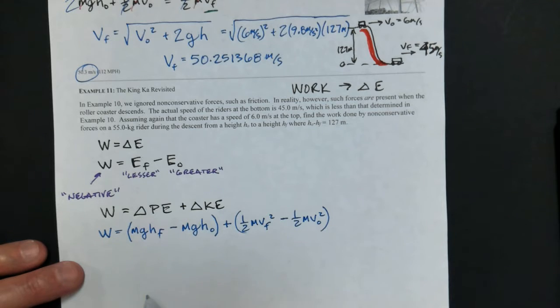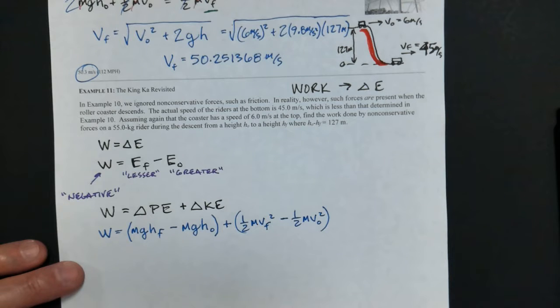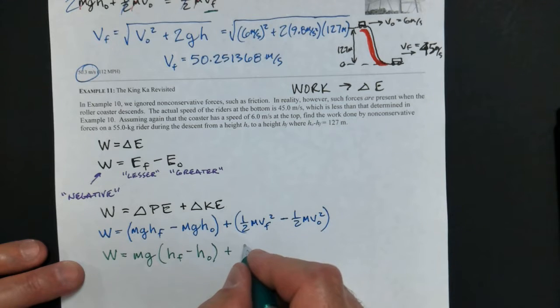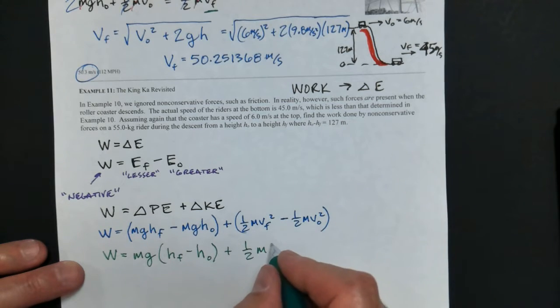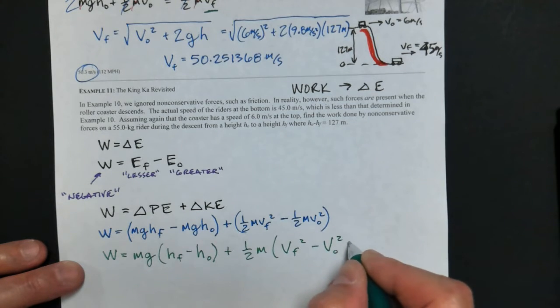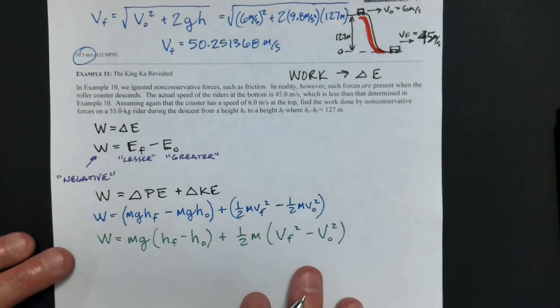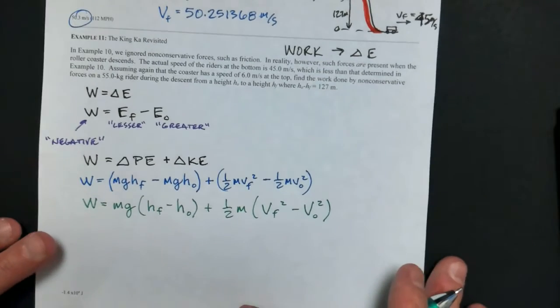Okay? Now let's factor some things really quickly. So we say W equals m g times h final minus h initial, plus 1/2 m, that comes out of both of those, times v final squared minus v initial squared. Don't forget to keep the squares with the velocities. Okay? And so again, I'm going to try and keep that roller coaster. Well, it might go off the screen, but you guys know what's going on here.